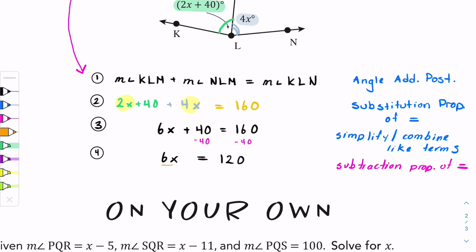And for the last step, I'm going to divide both sides by 6. And dividing both sides by 6 is going to give me the answer of x equals 20. And in order to arrive at this answer of x equals 20, I had used the division property of equality.